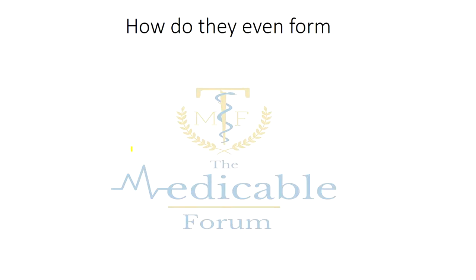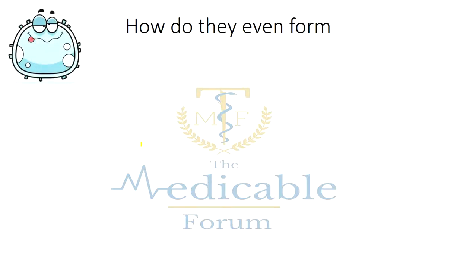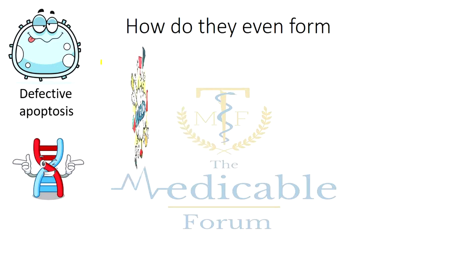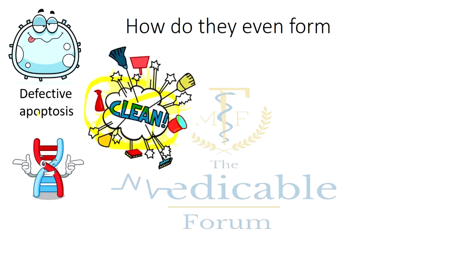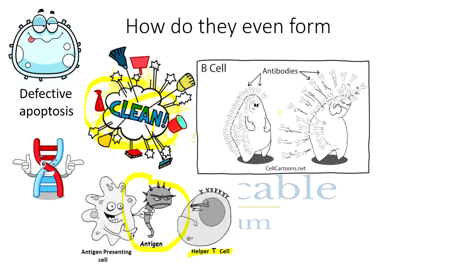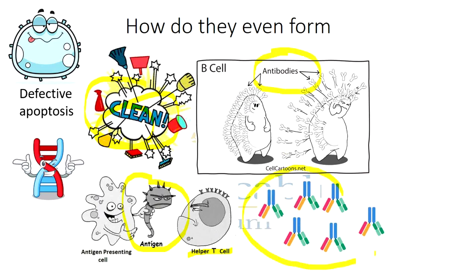How do they even form? Well, you have a cell which has got a defective apoptosis, and due to that there will be double-stranded DNA extracellularly. So what happens? There won't be anyone to come and clean up the mess. The antigen presenting cells present the dsDNA to a helper T cell. That helper T cell presents it to a B cell, a plasma cell, and plasma cells end up producing many antibodies which ultimately attack your double-stranded DNA.